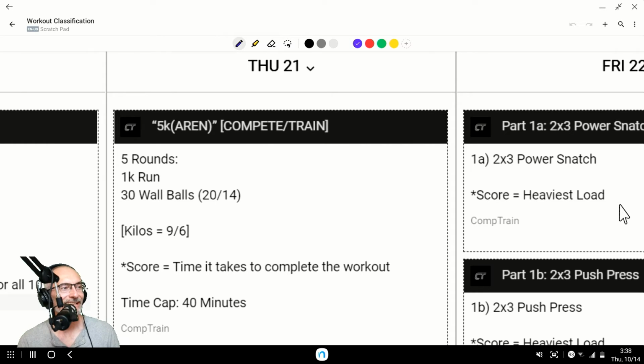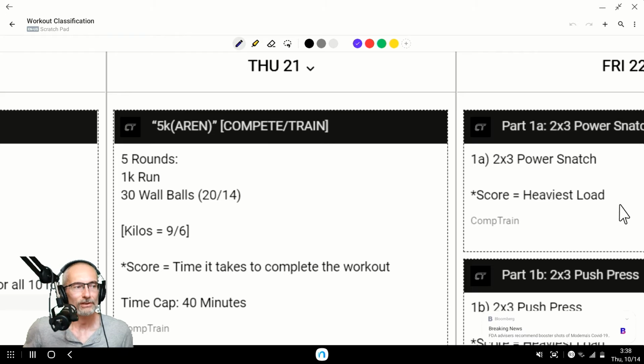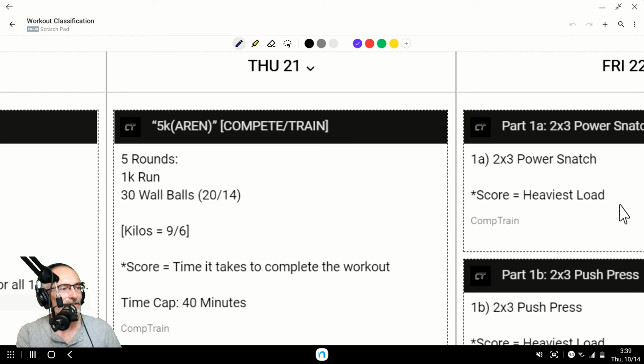So we have 5 rounds. In each round, we are going to complete a 1K run and 30 wall balls. So the 2 movements we have on here are monostructural and wall balls. I might call weightlifting. I'd have to go back and look at the chart, but we are moving a weight and thrusting it overhead. So I would say it's a weightlifting movement. And that's it. It's a long workout, 40 minutes.